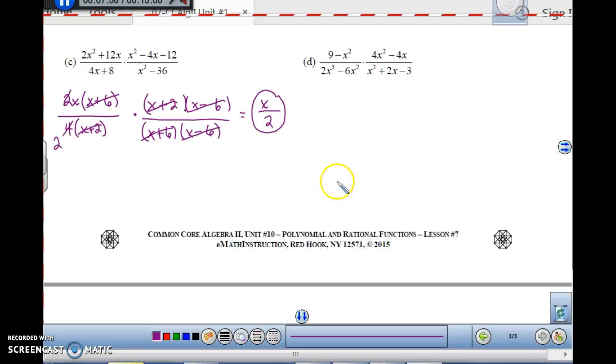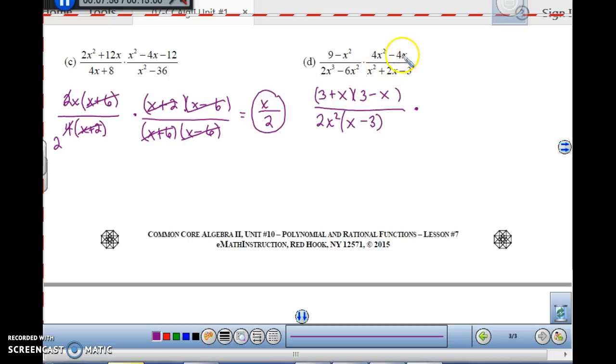All right, letter D. 9 minus x squared over 2x cubed minus 6x squared, times 4x squared minus 4x over x squared plus 2x minus 3. Okay, factor, factor. Watch your signs. 9 minus x squared. That's difference of squares, but watch the order it goes. 9 is in the front, so this has got to be 3 and 3. Plus and minus, and to get negative x squared, you'd have to have plus x and minus x. 2x cubed minus 6x squared. That's a GCF. There's a 2 in both of them, and there's an x squared in both of them. So dividing out 2x squared, I'm left with x minus 3.